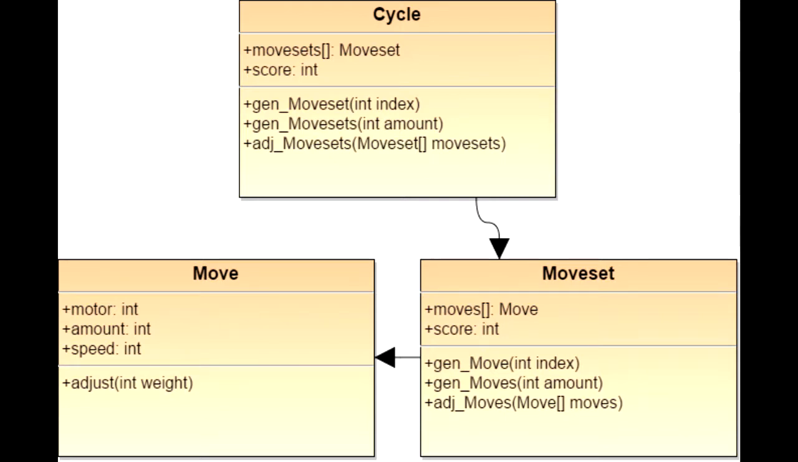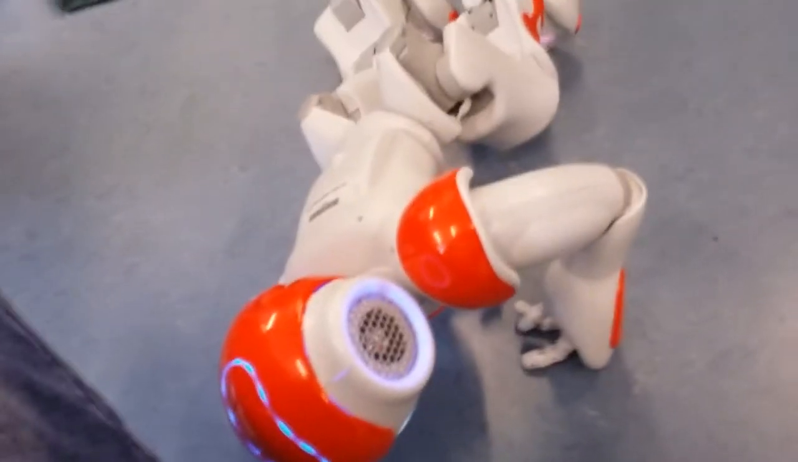To create a full body motion, we combine up to 22 objects of the move class into a moveset object. Then we put a set number of moveset objects into a cycle object. We tell the robot to execute the cycle, which usually results in a fall. Then, after one generation, or 25 cycles, has been completed, we reflect on the results and start picking the next generation.